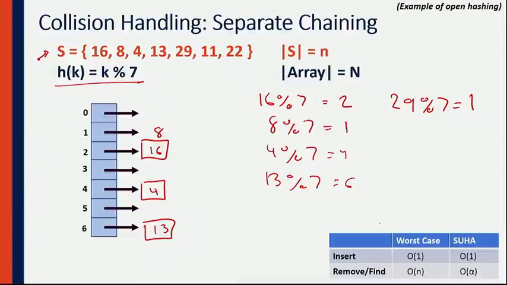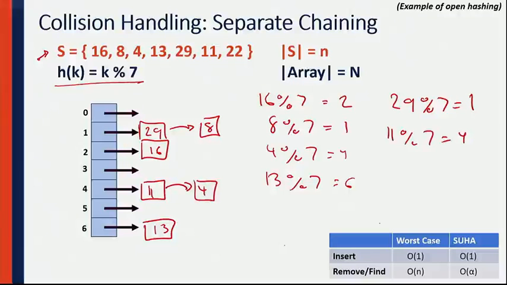Here we're going to go ahead and move 8 out of the way to put 29 at the front and then link to 8 afterwards. Next element is 11. 11 mod 7 is 4. We have another collision, so we put 11 at the front, moving 4 back. And finally, 22 mod 7 is another collision, and it maps to the value 1. So here at the front of 1, we have 22, which then points to 29 and then points to 8. So using separate chaining, we have an ability to deal with collisions by simply adding to the linked list.